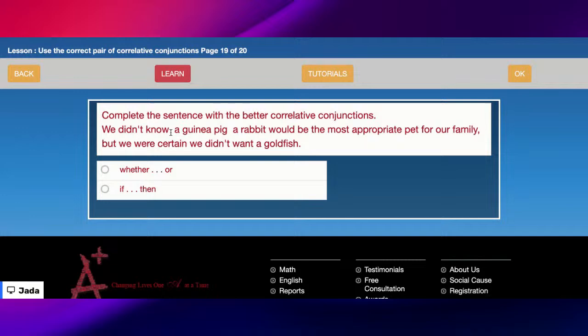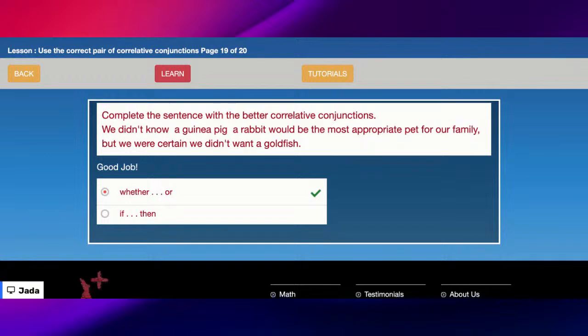We didn't know dash a guinea pig, dash a rabbit would be the most appropriate pet for our family, but we were certain we didn't want a goldfish. So if you say if, then it's like consequences and then the condition, we know that. But if you say whether, it's like a possibility with a truth. So whether a guinea pig or a rabbit.